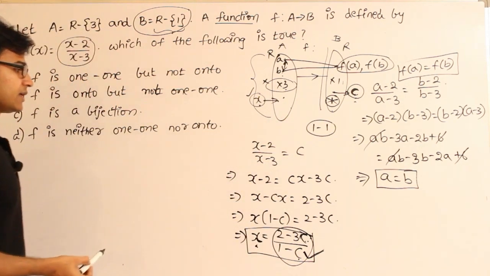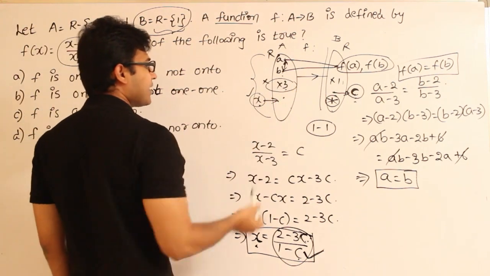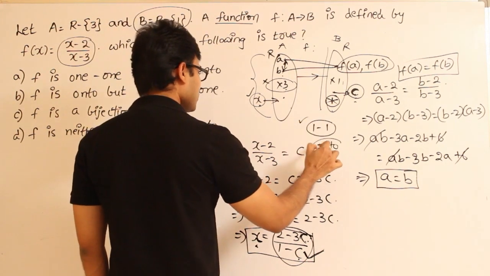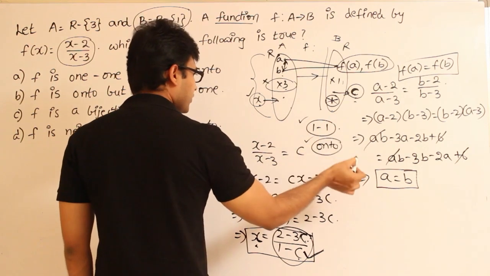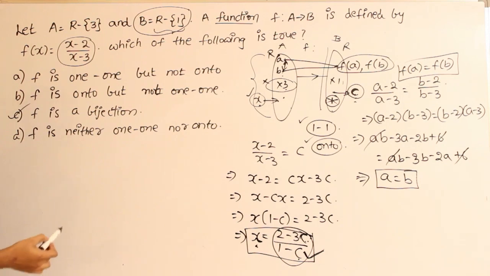Then we can say that definitely it is an onto function. The reason is every element in B is having a pre-image. So it is already 1-1, and now we have shown that it is onto. So what can we say? Since it is 1-1 and onto, we can say that it is a bijection. So F is a bijection.